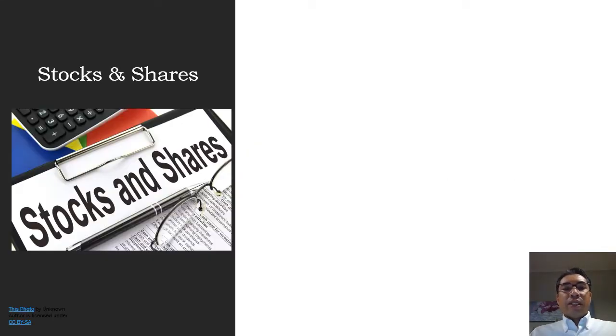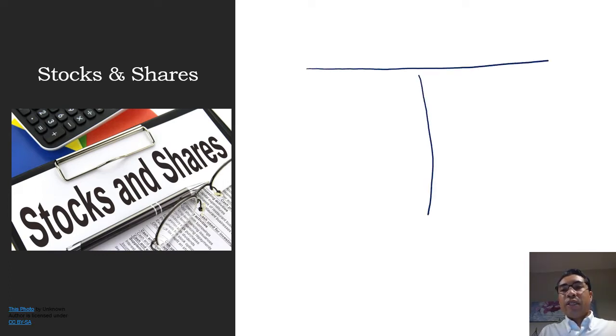Okay, so basically what is stock and shares? If we go back to the balance sheet of the companies, we discussed before that there are two ways the company gets funding. For a private limited company or public company, one way is by using liabilities, and the other is by using their own money, which is categorized as equities.